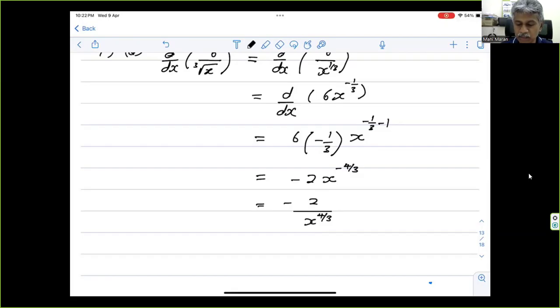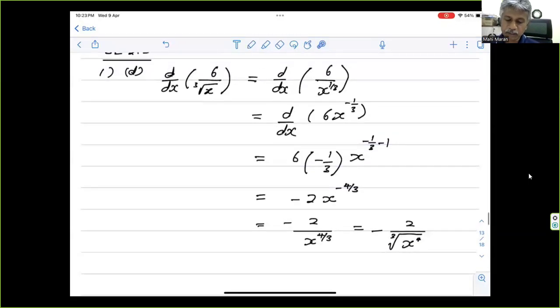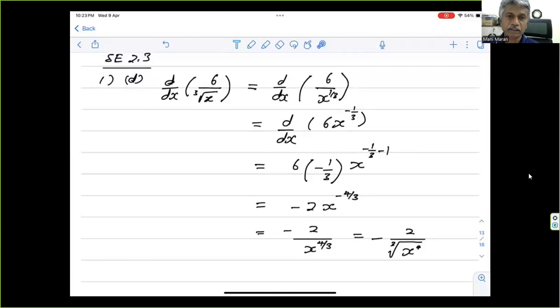But if you want to write it in a simpler form using the root, this will be negative 2 over the cube root of x to the power 4, because this is a cube root function. You'll notice that it's not that complicated. The rule is that we remove the root sign, replace it by a fractional power, and then bring everything to the top, so the power becomes negative. Then the rest is simple.